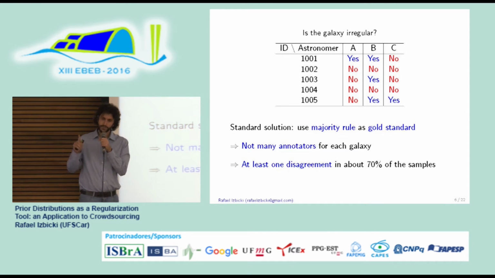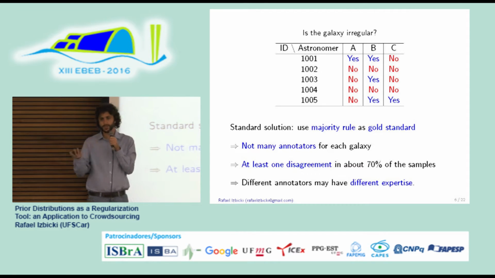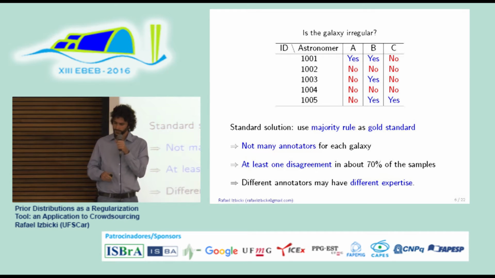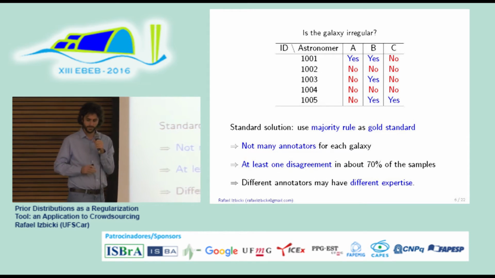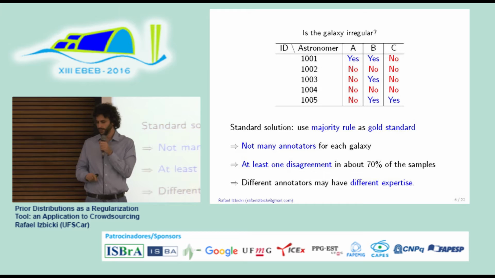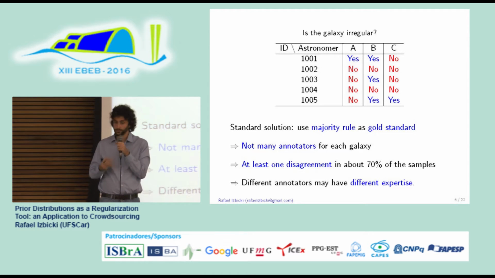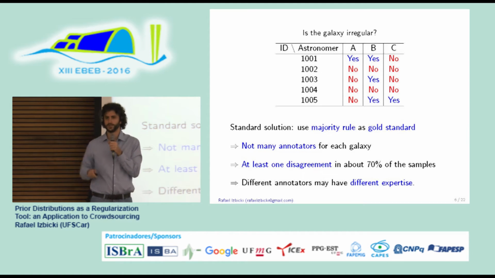Second, there was at least one disagreement in about 70% of the samples. So this shows how difficult the problem is. There were so many disagreements that maybe taking the majority was not good because there were only 3 astronomers. And finally, and maybe most importantly, they expected different annotators to have different expertise. That's because many astronomers were not from this field, so they were not sure that these astronomers were really well trained to do these classifications. So they were not sure if they should just give the same weight to all the astronomers or if they should be weighted differently.